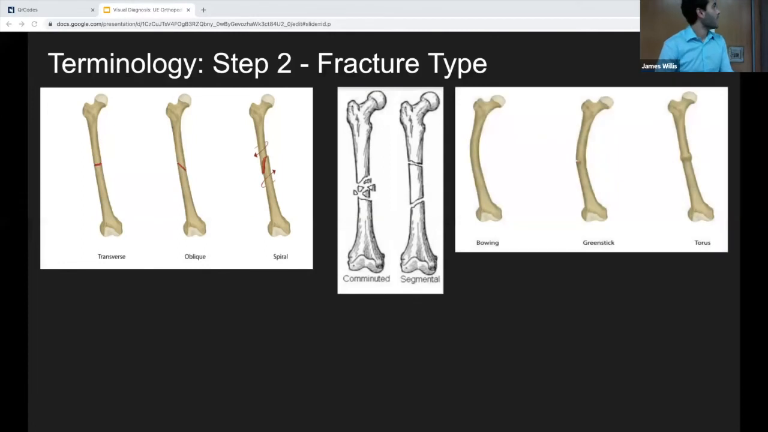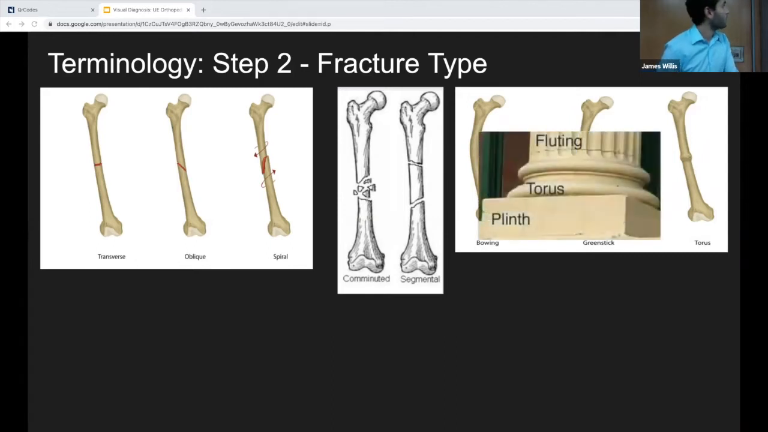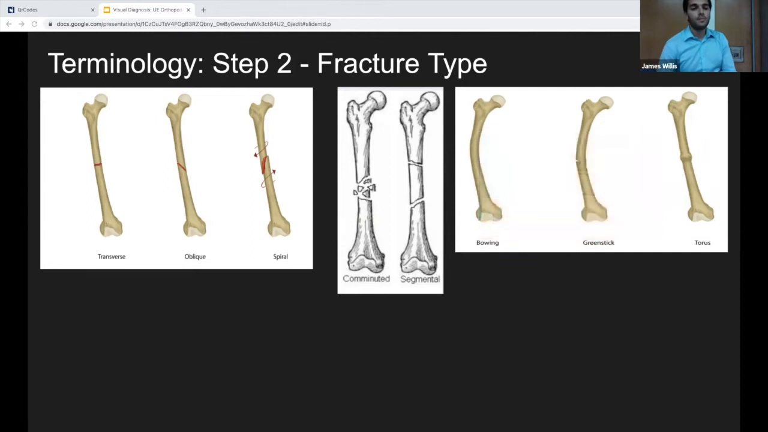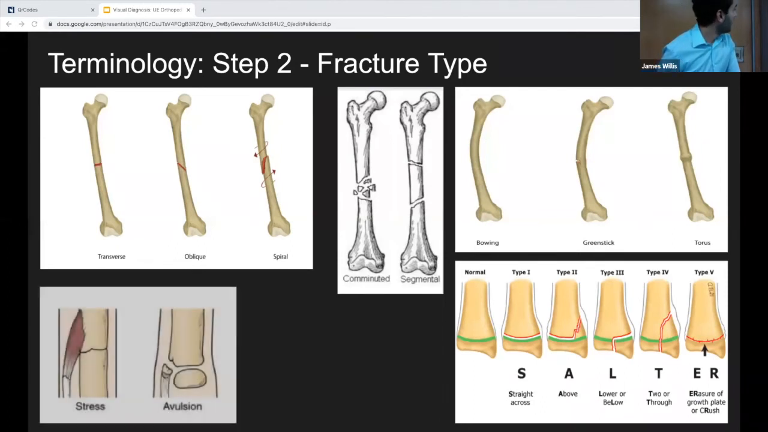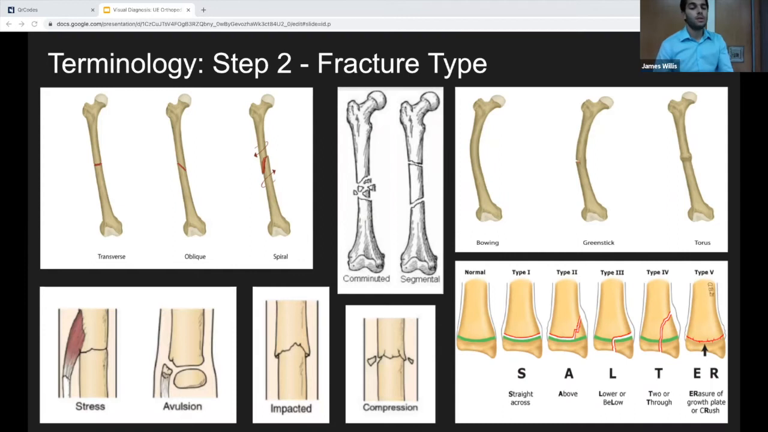If it's incomplete, ask yourself if it's bowing, a greenstick, so just a little nick into the bone, or is it torus, also known as a buckle fracture. And just a little nerd point, torus comes from the Greek term for the end of the Greek column, so it looks like that little buckle that we see on imaging. Also ask yourself if this is a pediatric patient, we have to consider our Salter-Harris if this is in the growth plate. I won't go through all the different types since we have all studied that a bunch. And then the last 4, just special considerations, are your avulsion and stress fractures, impaction and compression.